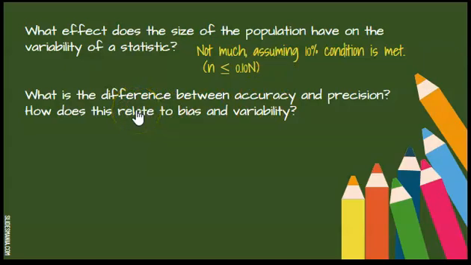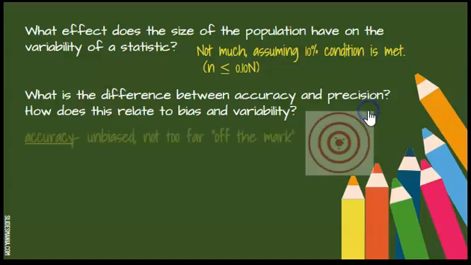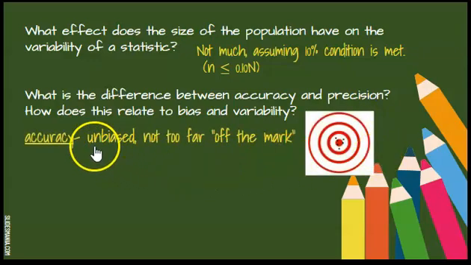What's the difference between accuracy and precision? And how does it relate to bias and variability? All right, so maybe you've used these two words back and forth like they mean the same thing, but they don't mean the same thing in statistics, so make sure you're clear on this. So first, accuracy. Accuracy means it's unbiased. That means it's not too far off the mark. In this case, it's really, really close to what our population parameter actually is.